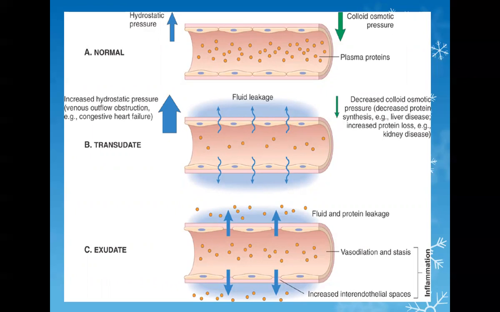Normally, if you talk about this vessel, because in the arteriolar end there is increase in hydrostatic pressure, the fluid goes out. In the venular end, the fluid comes back because of the colloidal osmotic pressure. Normally it goes like that. Now what happens if there is congestive heart failure or there is venous obstruction? There is increase in the hydrostatic pressure, so more and more water is going out.